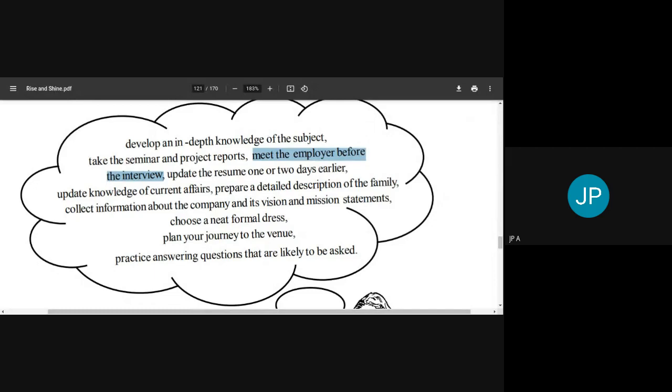Update the resume 1 or 2 days earlier. This is relevant. This is required because resume is not permanent. Resume is something that always keeps changing. In fact, when you apply for 2 different jobs, it is better to prepare 2 different resumes because two different jobs require 2 different sets of skills and qualities. So we have to modify our resume in such a manner that the resume actually can relate well to the position that we are applying for.